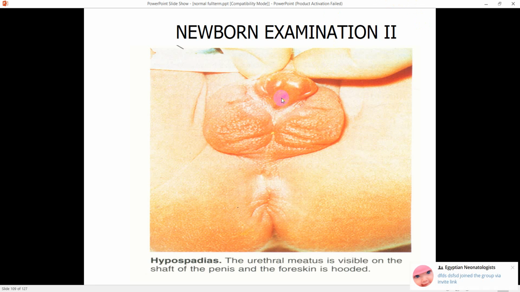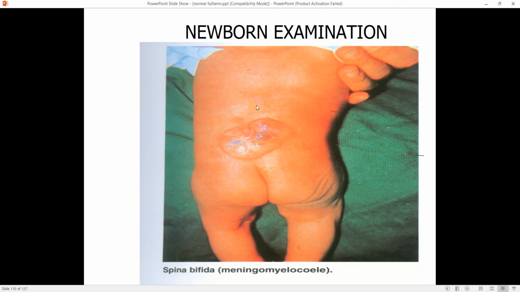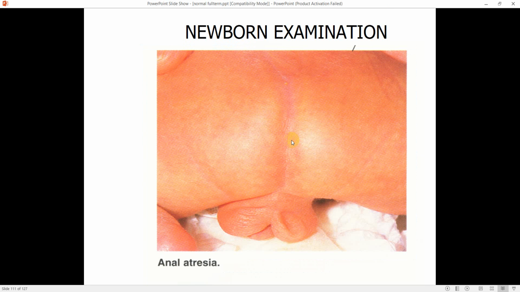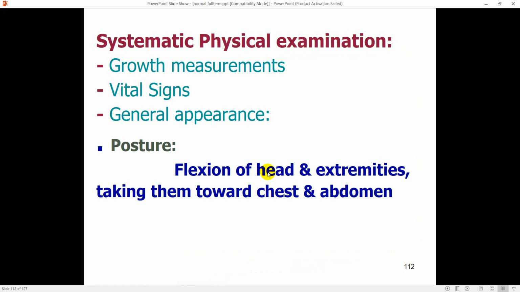This is a picture of hypospadias. The urethral meatus is visible on the shaft of the penis, not on the tip. This is an abnormal finding. We need to look at the back also, and this swelling is called meningomyelocele. Look at the anus. There is no opening. This is called anal atresia.